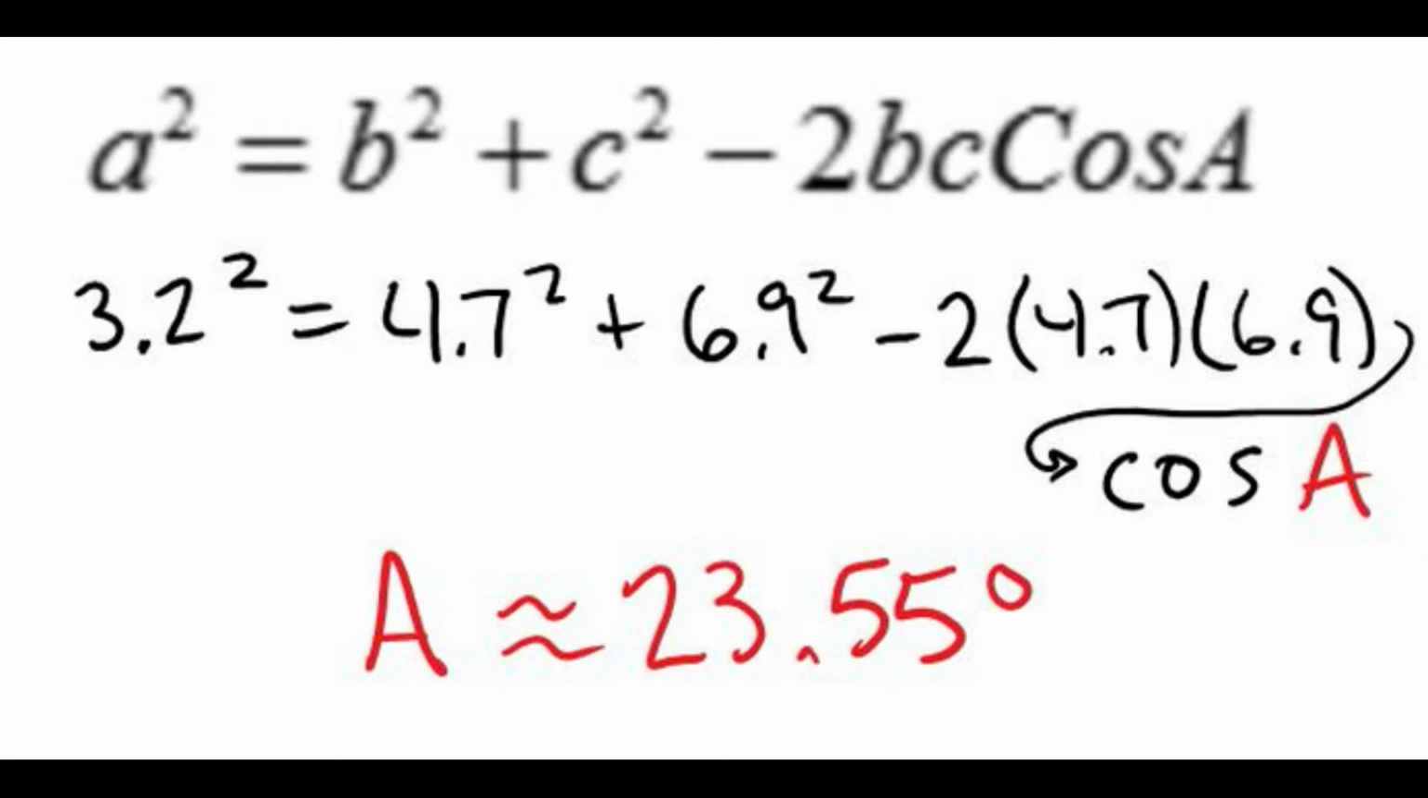You have to be very, very careful the way you solve this. We're going to subtract the 4.7 squared. We're going to subtract the 6.9 squared. And then a negative 2 times 4.7 times 6.9, we divide that over to the other side. Inverse cosine both sides, and you end up with a positive 23.55. I would do that on a calculator a couple times just to make sure I was plugging that all in right, because a lot of people goof on that, especially on the quizzes and tests. So just to let you know there.